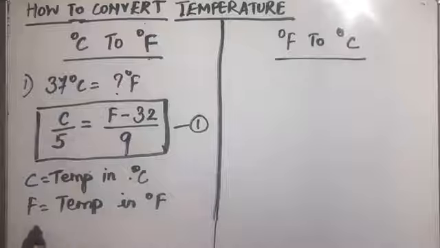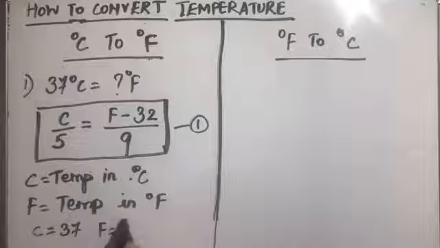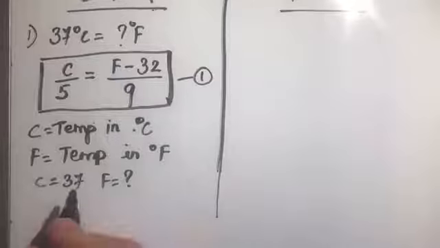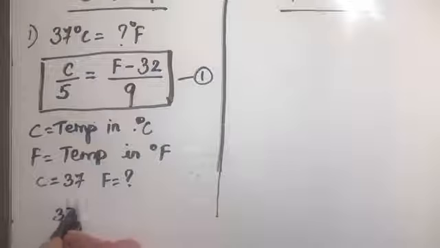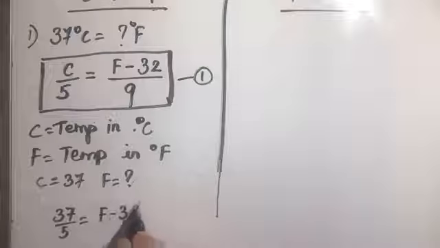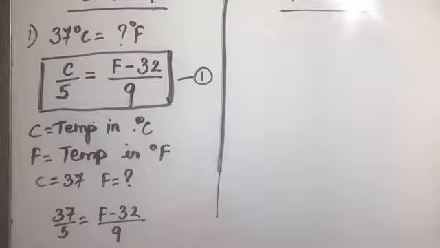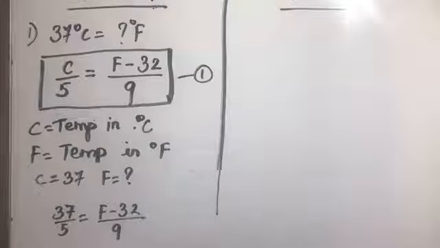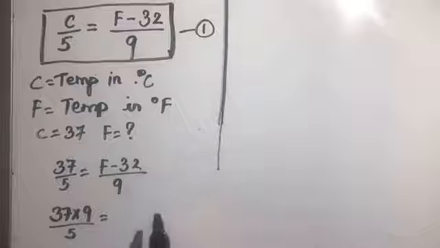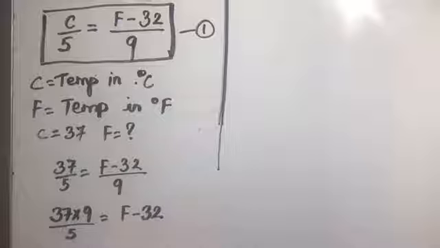So here C is equal to 37, F is question mark. Okay, so we'll put the values. So 37 over 5 is equal to F minus 32 over 9. Now here we'll cross multiply. So 37 times 9 over 5 is equal to F minus 32.